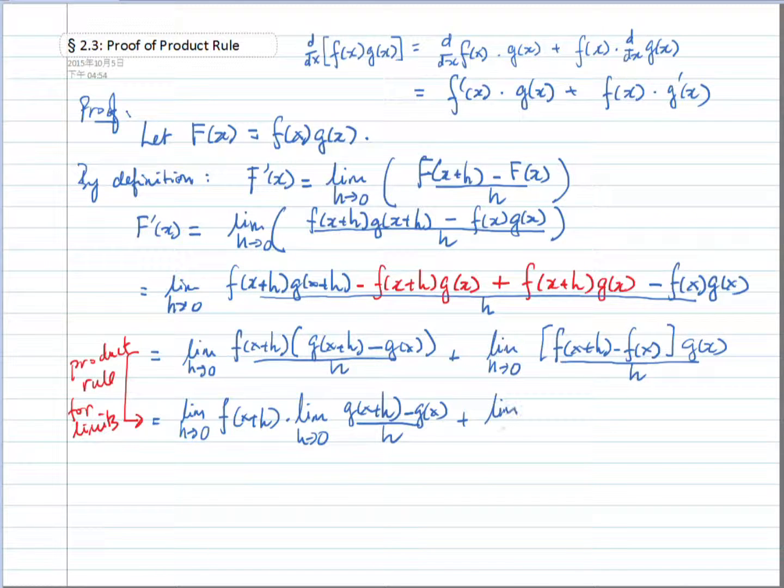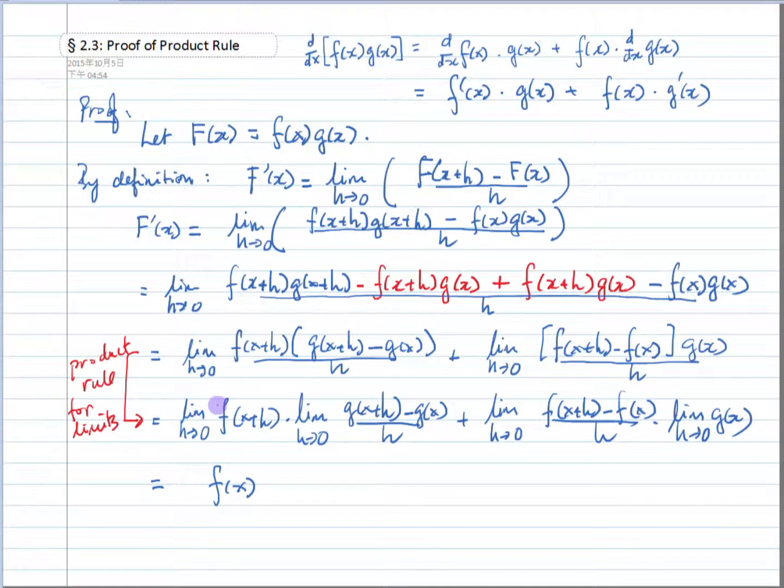Similarly, the second term becomes the limit of what is in here in factor of the second term. So we're going to have the limit of f of x plus h minus f of x over h times the limit as h goes to 0 of g of x. Now, finally, what are we going to get? For the first limit, as h goes to 0, this is simple. We have f of x plus h, but if h goes to 0, then we get back f of x.